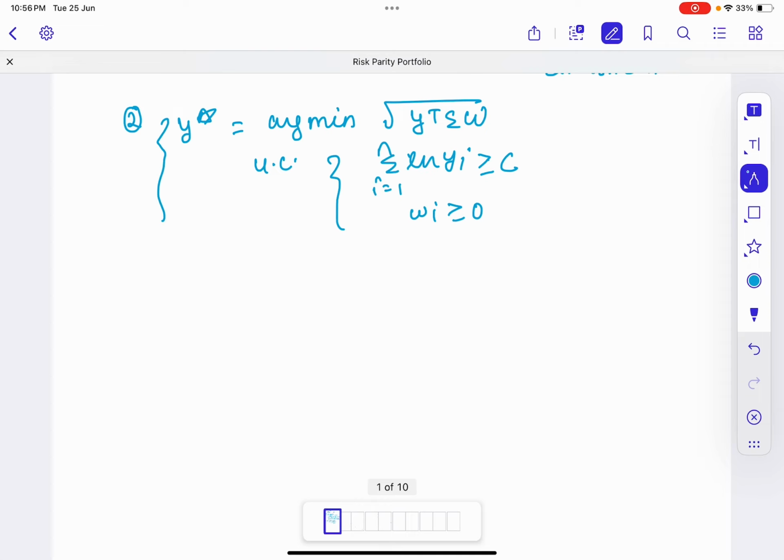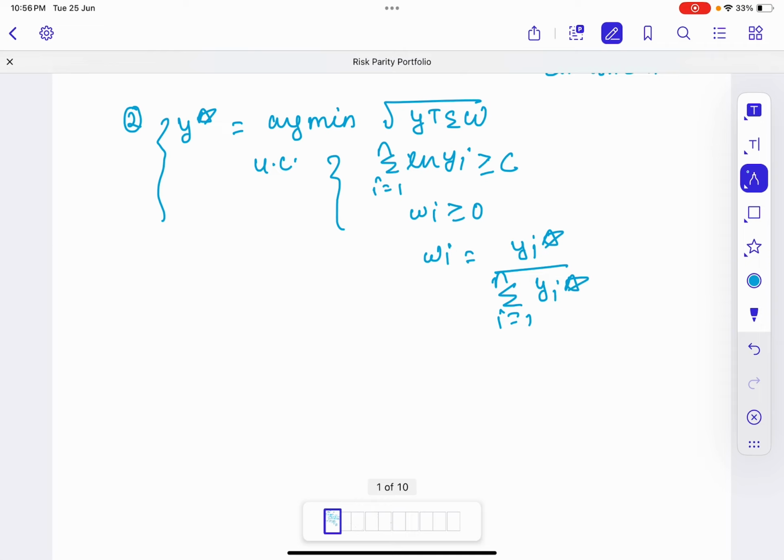After you get y, you can normalize y. How can you normalize y? From y you can get the weight w. This will correspond to weight i divided by the summation over all i of y i star. This is how you normalize y.